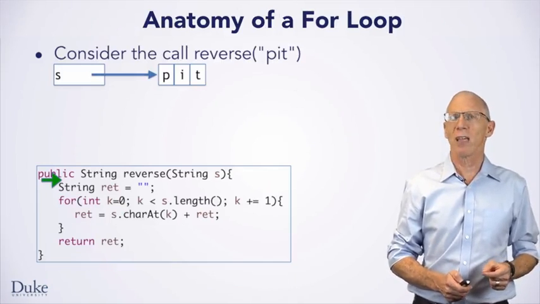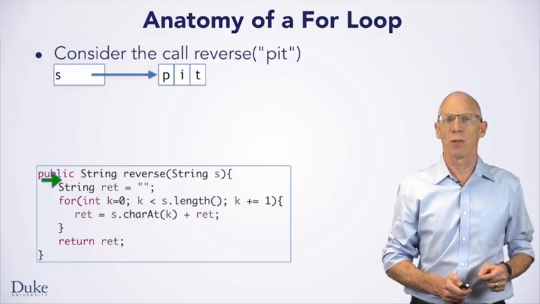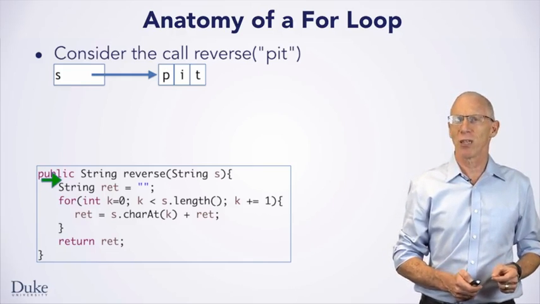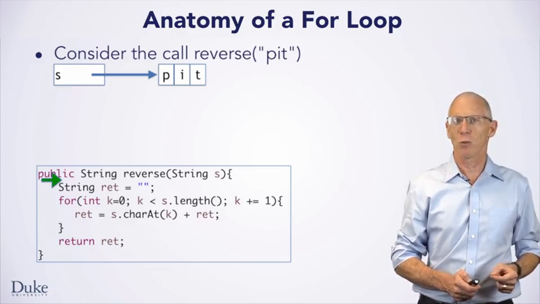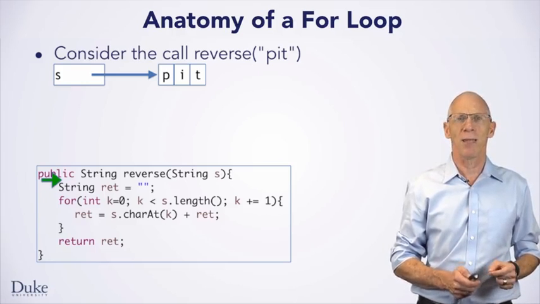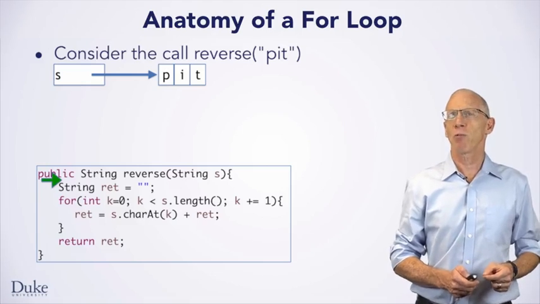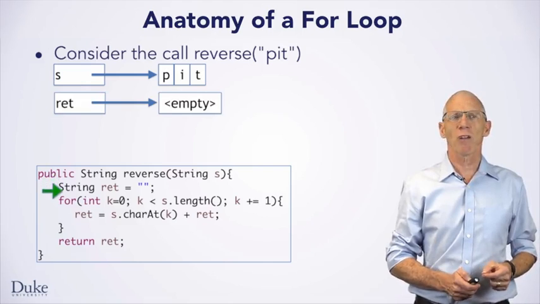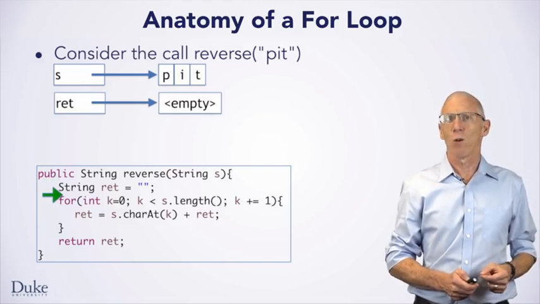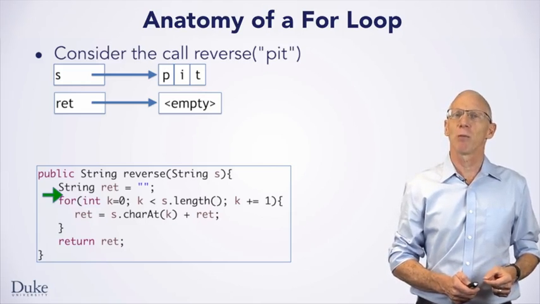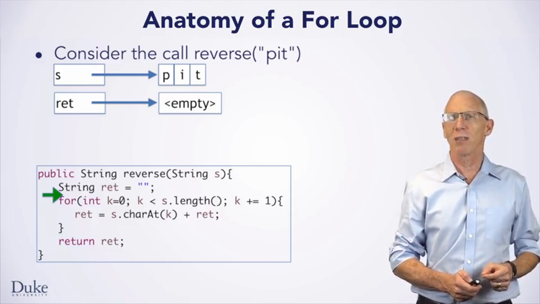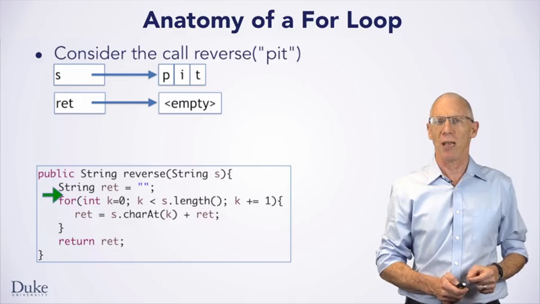We'll trace through the execution of a for loop in a particular example of a reverse function to better understand the loop. And to trace this, we'll look at the call reverse PIT. This means the value of parameter s is the string PIT. The local variable r, or ret, will accumulate the reversed string. It's initialized to the empty string before the loop. As we trace through the code, the green arrow indicates the statement that will execute next.